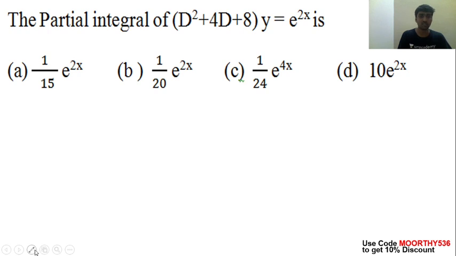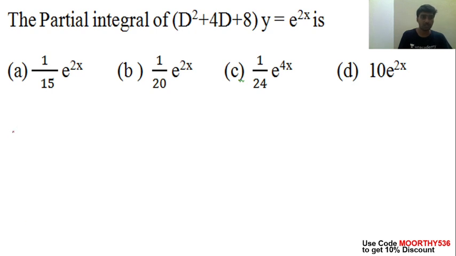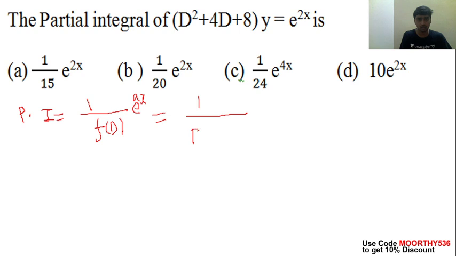Based on the differential equation, we find the particular integral as per the discussions from the previous cases. Particular integral PI is equal to 1 divided by f of D into e power ax. Here f of D is the left hand side of the differential equation, so f of D is D square plus 4D plus 8, into e power 2x.